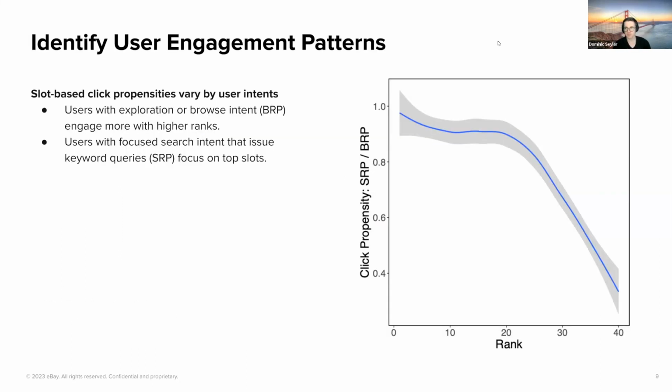Once we have the separation by user intent, we can basically identify different user engagement patterns for SRP and BRP pages. And in the plot on the right-hand side, we see the click propensities for search result pages divided by the click propensities for browse pages. And we plot this over different ranks in our result page. And similarly to what I discussed in the very beginning, users with exploration or browse intent engage more with higher ranks, as we can see this drop here in the SRP to BRP ratio. And users with a focus search intent, which have issued keyword queries, focus more on the top slots of the SRP page.